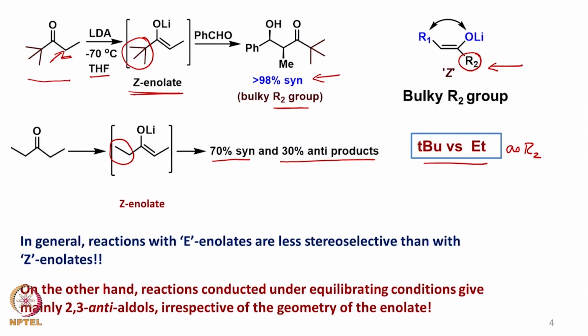Now, on the other hand, reactions conducted under equilibrating conditions give mainly 2,3 anti-aldols irrespective of the geometry of the enolate. That means that the thermodynamically favored 2,3 anti-aldols are formed if the reaction is allowed to continue or the reactions are conducted under equilibrating conditions. So, eventually it forms the thermodynamically more stable anti-aldol product. But if the reactions are not performed under equilibrating conditions, then of course the Z enolates give better selectivity than the E enolates, and then we will see how that happens.